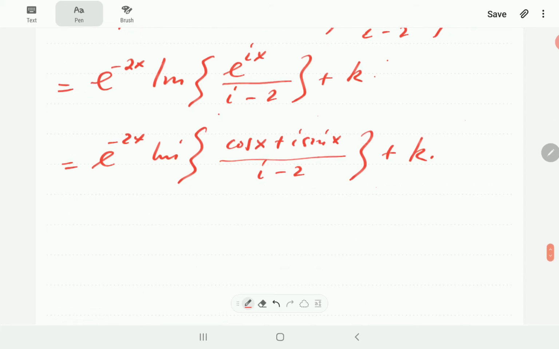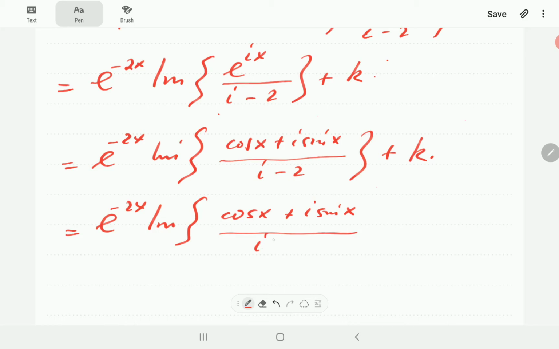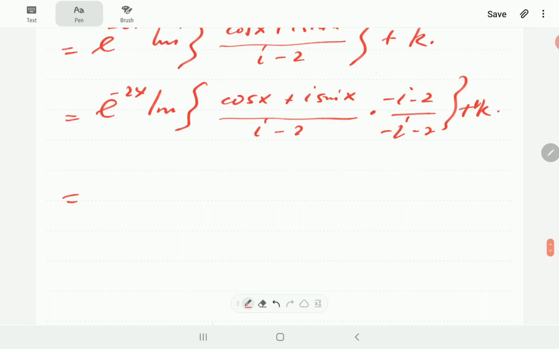Then what we need to do is to remove the i from the denominator. And so we do that by multiplying both numerator and denominator by the complex conjugate of the denominator. Okay. Then when we do that, in the denominator we're just going to have 1 squared plus 2 squared, which is 5.